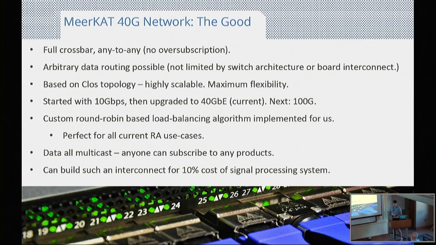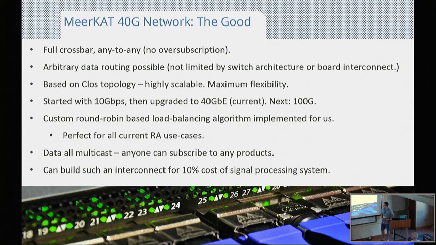Okay, so first slide, the good bits about our network and the things that work well. It is a full crossbar, any-to-any switch. There's no oversubscription. This means you can do arbitrary data routing. You're not limited by the switch architecture or board interconnect. You can route data anywhere you want. It's based on something called a closed topology, which we'll go into in a few minutes. It's very scalable, and this gives you maximum flexibility, which we sort of needed because we didn't know what we wanted at the start.